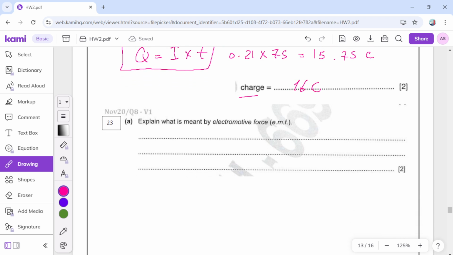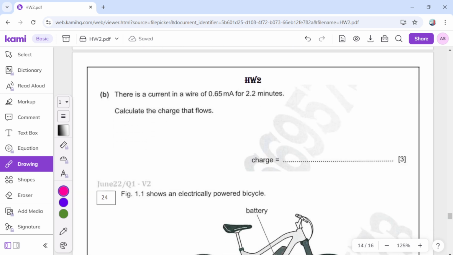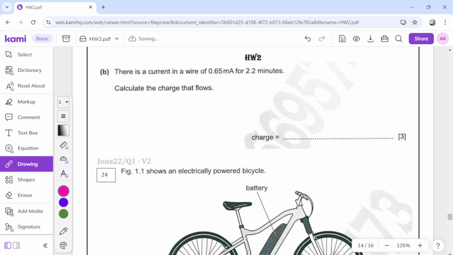Now explain what is meant by electromotive force, EMF. As we said, it is the work done, or the electrical work done, per unit charge to move the charge around the whole circuit. Okay, this is a definition. You have to memorize it. Now let's move to the next.